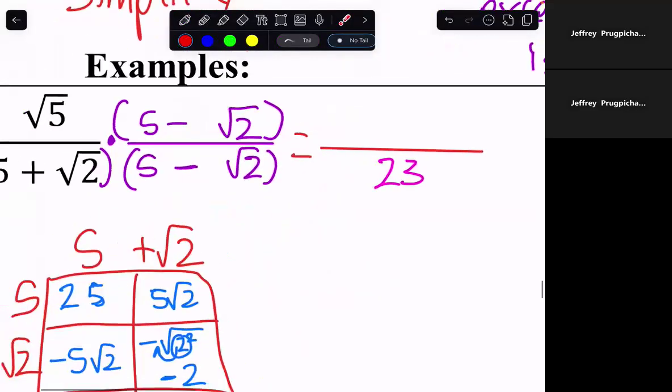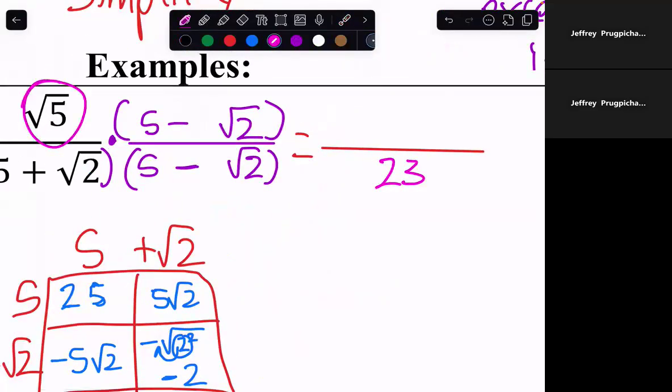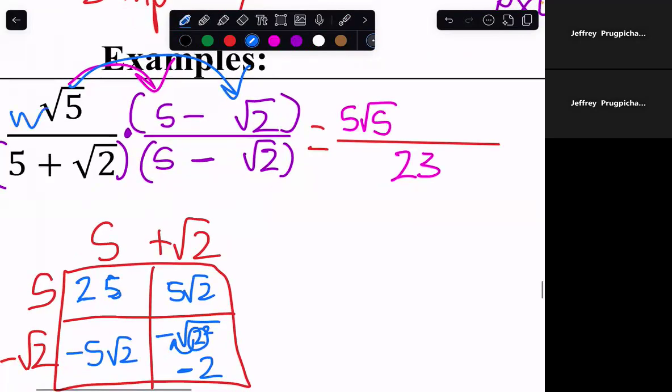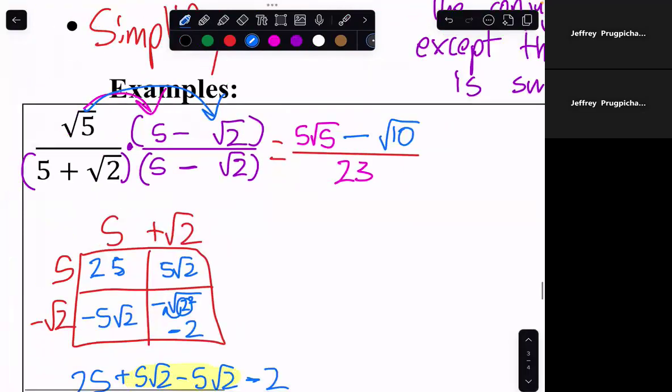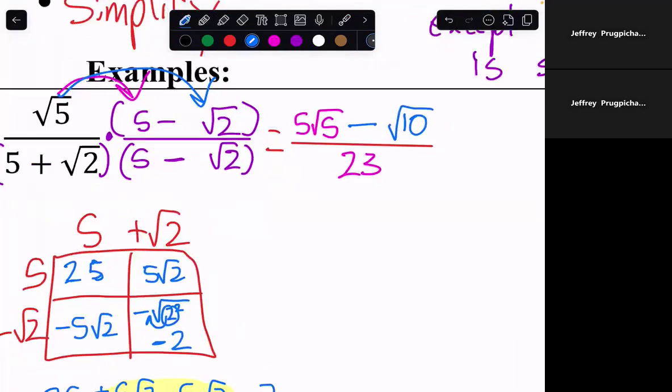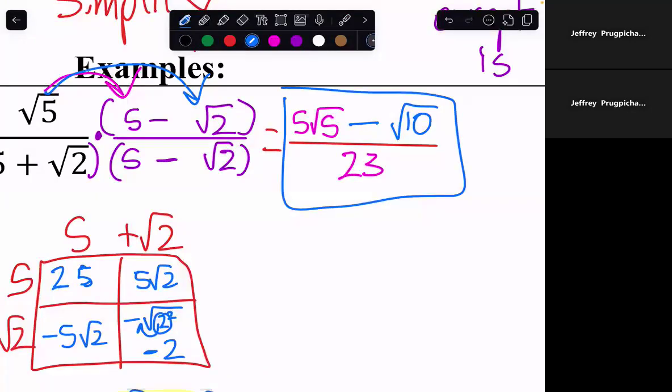Now what about the numerator? Here, it's a monomial times a binomial. So I'm just going to do it like this. Radical 5 times regular 5. The regular 5 goes in front, the radical 5 is attached. Then you have radical 5 times negative radical 2. Positive 1 times negative 1 is negative. And then on the inside, 5 times 2 is 10. You cannot simplify anything, so this is the final answer.